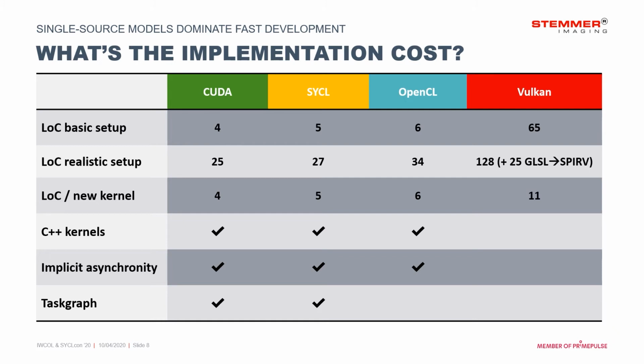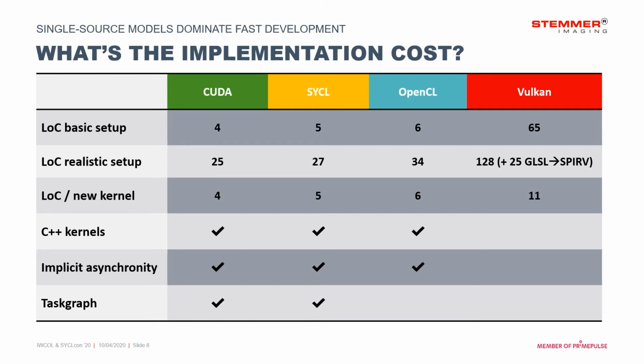I have lines of code for a basic setup, for a realistic setup, and lines of code for a new kernel in a realistic setup. So the first one is the really basic case that is just for prototypes, where everything is as implicit as possible and you just take what you get. The more realistic setup is actually choosing different devices or maybe checking for extensions that are available, in the case of Vulkan. And the lines of code for a new kernel, that's for a realistic setup what you need to add for a new kernel with different arguments and so on.